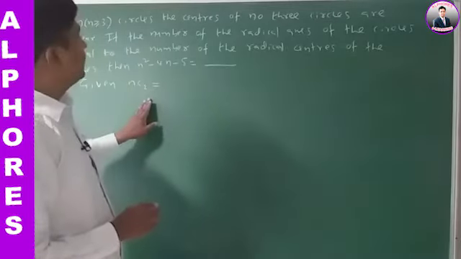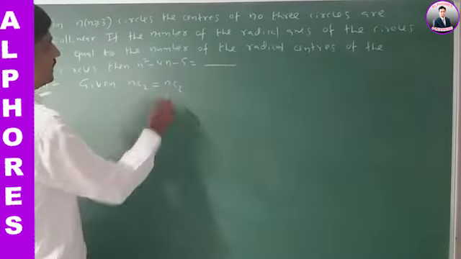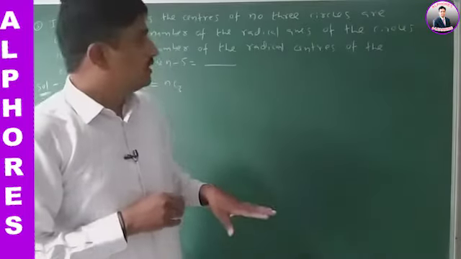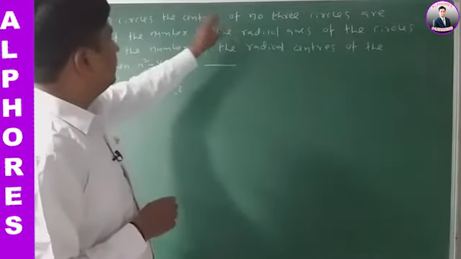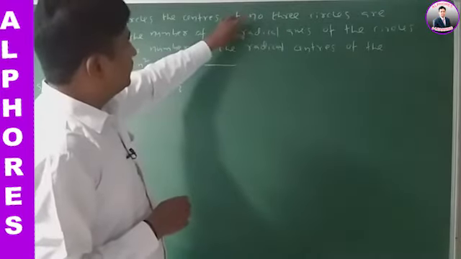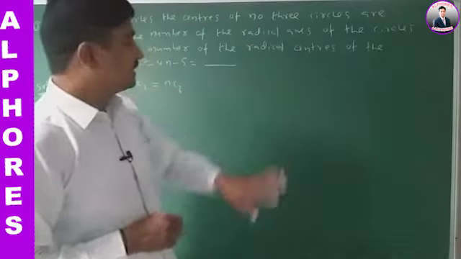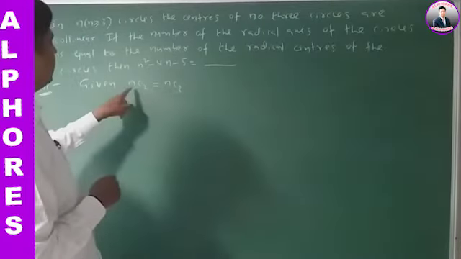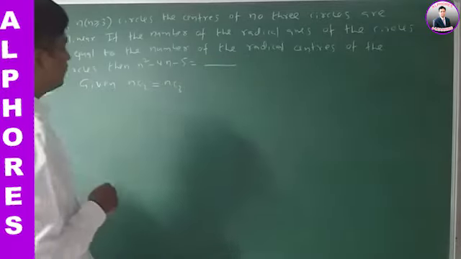We have the formula: the number of radical centers of n circles is nC3. The number of radical axes of n circles is nC2. The number of radical centers of n circles is nC3. For a radical axis we need 2 circles. For radical centers we need 3 circles. So here the number of circles is n. Here nC2 equal to nC3. The number of radical axes is equal to the number of radical centers. In the question, nC2 equal to nC3.